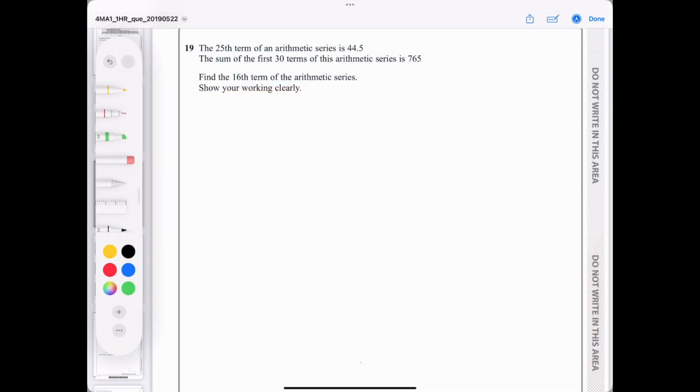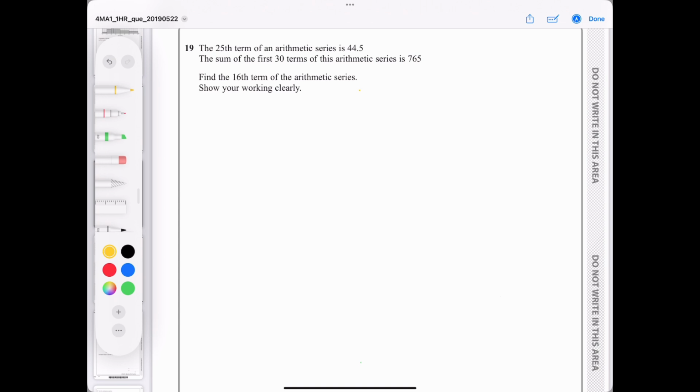We are on paper from 2019, the IGCSE Edexcel paper, and what we're doing with this is we're going to do, firstly, this question. So the 25th term of an arithmetic sequence is 44.5.